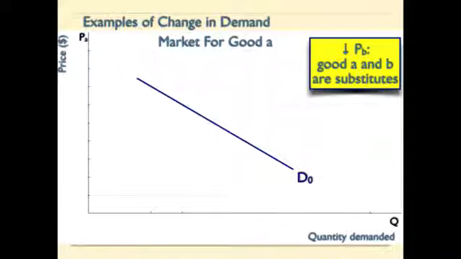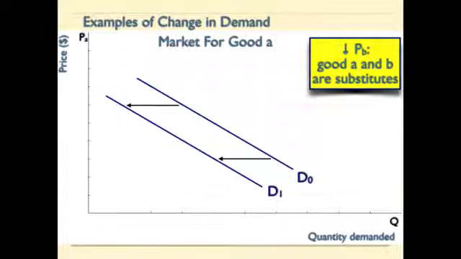Continuing, let's lower the price of B. So this is the market for good A. The price of B is declining and A and B are substitutes. Now people are going to substitute away from A over to B because B is less expensive now. So this causes the demand for good A to shift to the left.